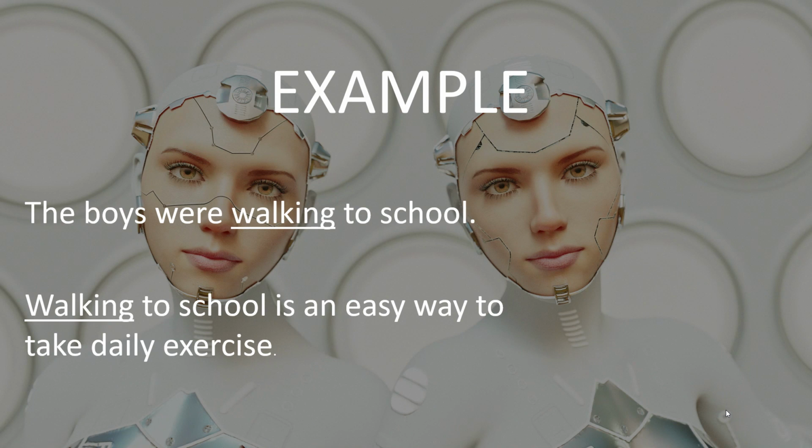So which one is the present participle and which one is the gerund? The first sentence, walking, is a present participle, and in the second sentence, walking is a gerund. In the first sentence, were walking is the past continuous. As you know, all the continuous tenses have the ing form. So that ing form is called the present participle. But the gerund is another thing.